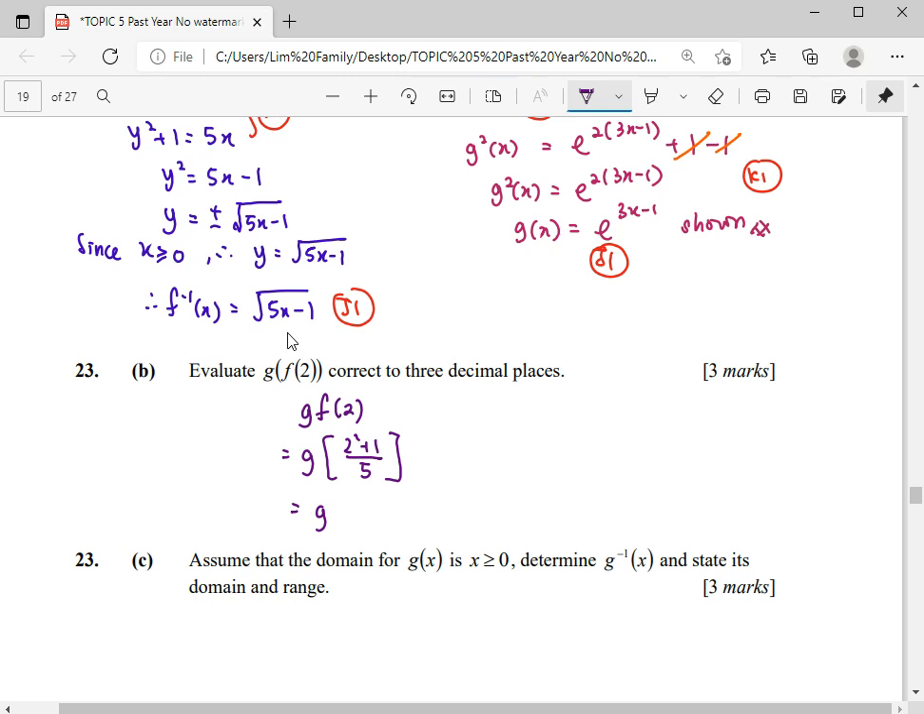And then you get a 1 here. Then you substitute 1 into your g(x): 3 to the power of e to the power of 3 times 1 minus 1, so e to the power of 2. They said 3 decimal places, so we follow the question: 3 decimal places.